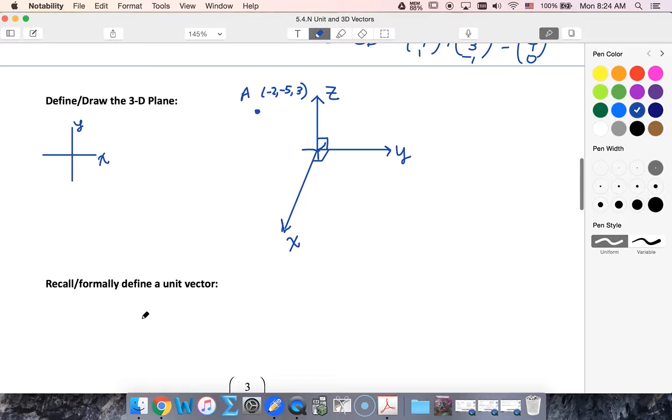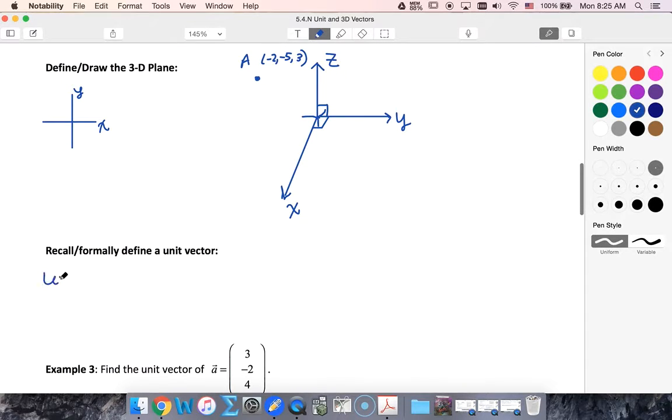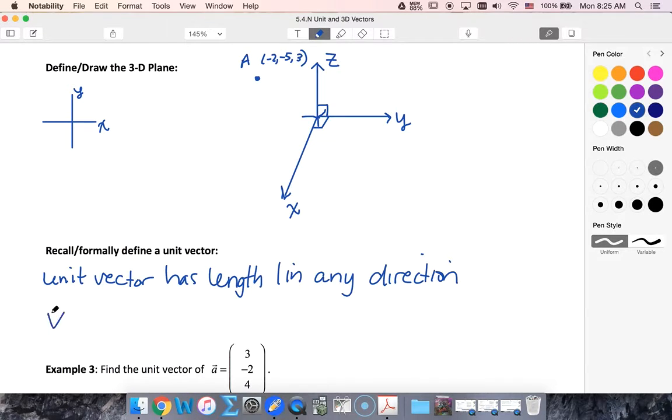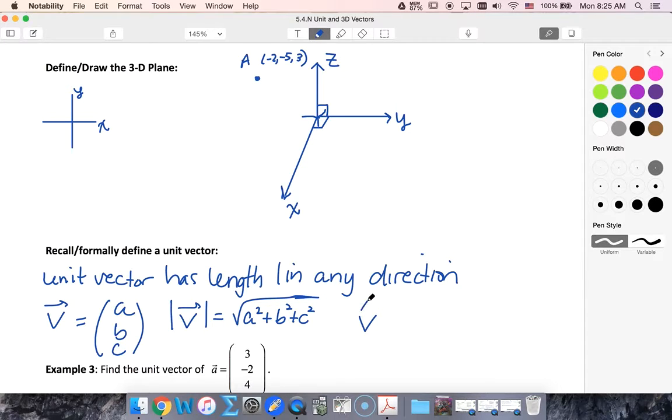For a unit vector, if we're going to come back and formally define it, a unit vector has a length of 1. And it can point any direction. So if we have some vector v that has components of a, b, c, well, that means that the length of v, or the magnitude, will be square root a squared plus b squared plus c squared, which is highly unlikely to be 1. So if we want to turn this into a length of 1, then I have to divide by the magnitude. So the unit vector we denote with a hat, and I say that that's 1 over the magnitude, and then in the same direction.